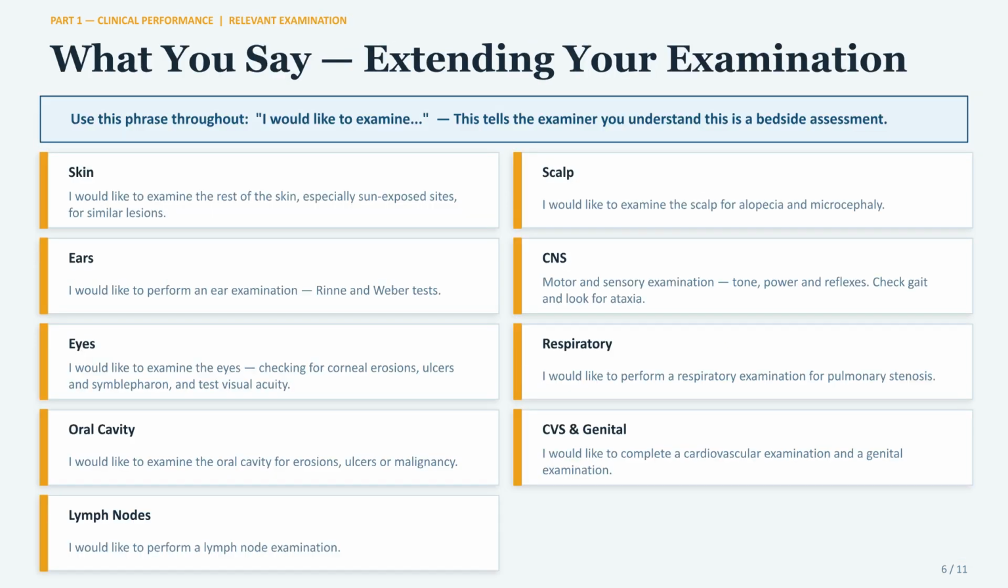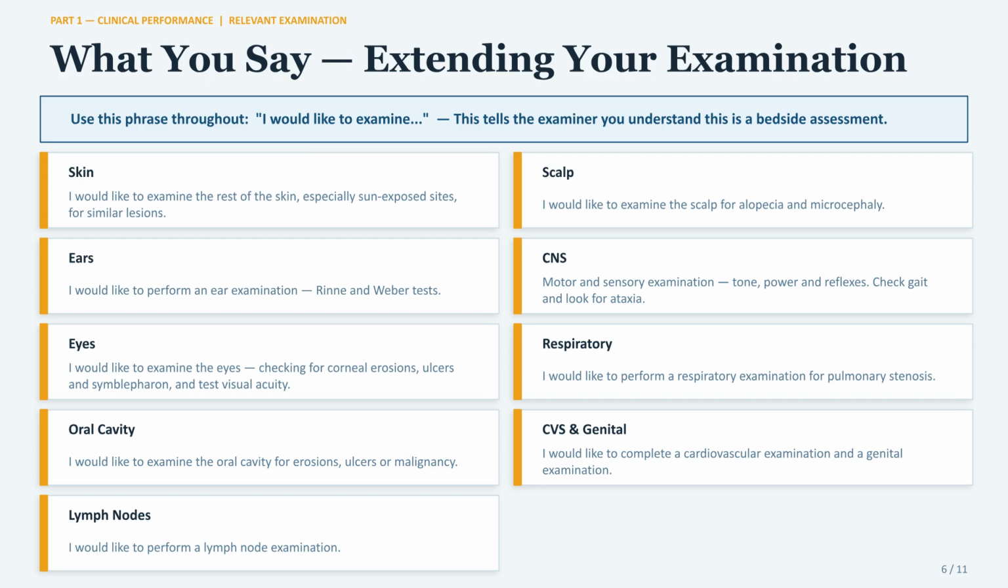After your lesion description, state what you would like to examine. Use this phrase, "I would like to examine." This tells the examiner you understand this is a bedside assessment. I would like to examine the rest of the skin, especially sun-exposed sites, for similar lesions. I would like to perform an ear examination, Rinne and Weber tests. I would like to examine the eyes, checking for corneal erosions, ulcers, and symblepharon, and I would test visual acuity. I would like to examine the oral cavity for erosions, ulcers, or malignancy. I would like to perform a lymph node examination.